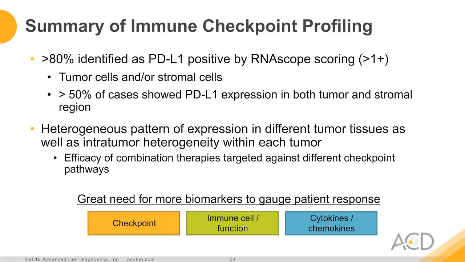The detection of co-expression profiles of multiple checkpoint markers in the tumor microenvironment revealed a heterogeneous pattern of expression in different tumor tissues as well as intratumor heterogeneity. This information may reveal potential insight into combination therapies targeted against different checkpoint pathways. The bottom line from this investigation is that there's a great need for more biomarkers to be tested in combination to gauge patient response.